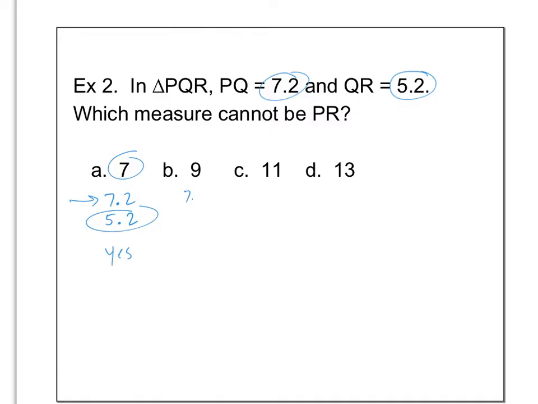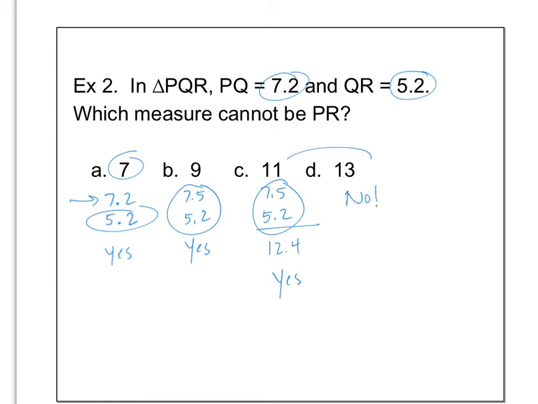If I have 7.2, 5.2, and 9, which ones are the smallest? These two are the smallest. If I add them together, are they more than 9? Yes. If I have 7.5, 5.2, and 11, these two are the smallest. Do they add up to be more than 11? Well, they add up to be 12.4, so yes, they're more than 11. But are they more than 13? No. So the one that does not work is 13.